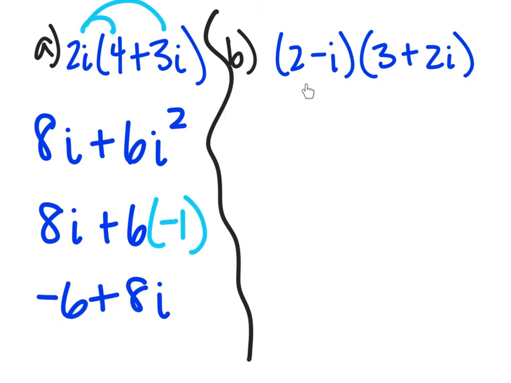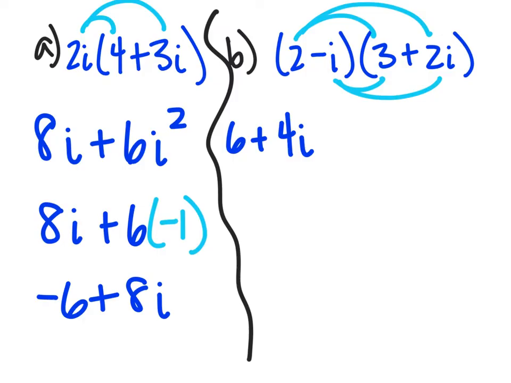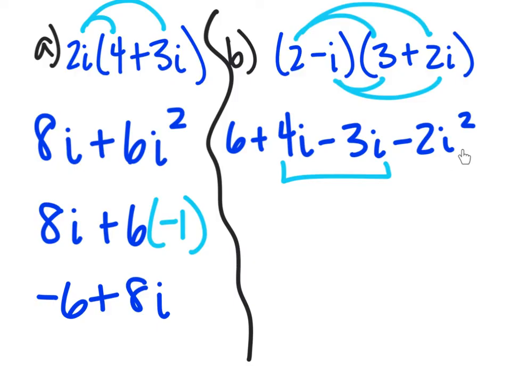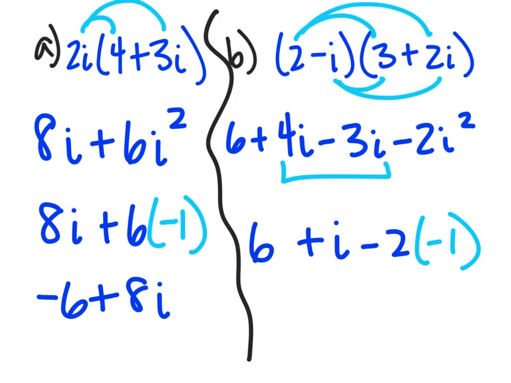We can do the same thing multiplying two binomials by each other. We start by distributing the 2 and the -i to both of these terms. Distributing the 2 gave me 6 plus 4i, and distributing the -i gave me -3i minus 2i squared. Now I'm going to combine like terms and replace this i squared with a -1. That gives me 6 plus i minus 2 times -1. So my final answer, -2 times -1 is +2. So we have 8 plus i.